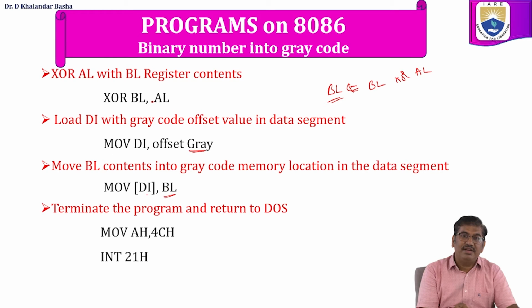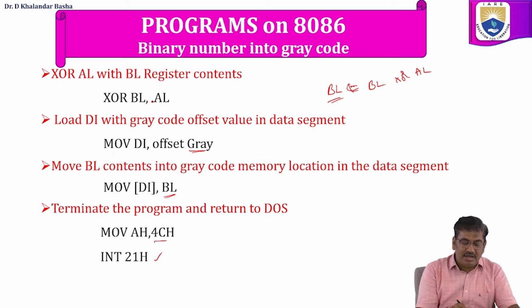So what will DI contain? DI will contain the address of the gray code value, the gray variable. Into that memory location we are going to load the BL register. As we have done the gray code conversion and the result, which is the gray code, has been moved into the data segment, now we can terminate the program, and to return to the DOS prompt, we execute INT 21H.